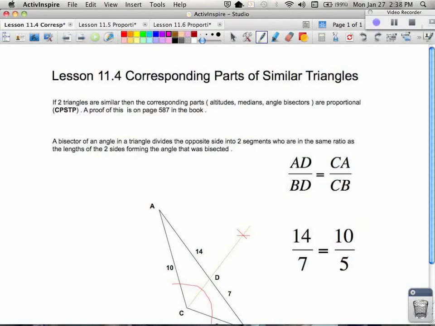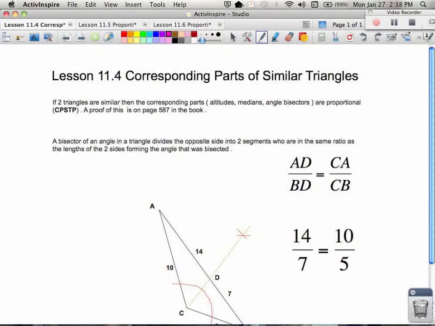In lesson 11.4, we're going to talk about corresponding parts of similar triangles. You might recall back when we talked about congruent triangles, we had CPCTC, which stood for corresponding parts of congruent triangles are congruent, but here it's a little bit different. Here, if two triangles are similar, then the corresponding parts, things like altitudes, medians, and angle bisectors, are proportional.